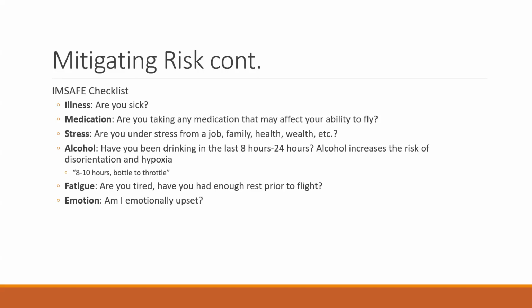All right, alcohol. There's a general rule in aviation. I think we talked about this when we went through the FARs. You cannot fly on a blood alcohol content of more than 0.04. So the general rule in aviation is 8 to 10 hours bottle to throttle, making sure that you don't have any alcohol in your system while you're flying. The FAA says 8 to 24 hours because alcohol does affect people differently.